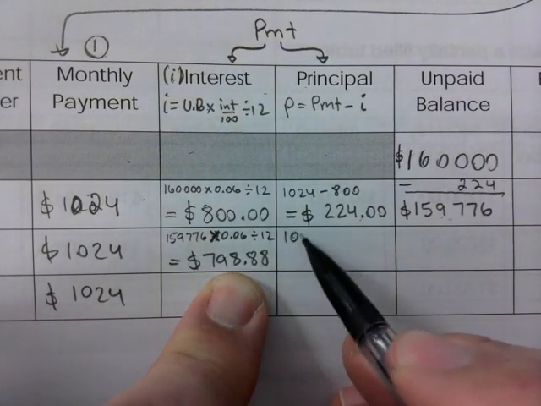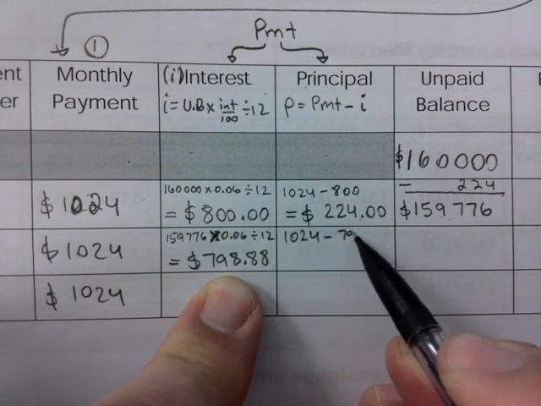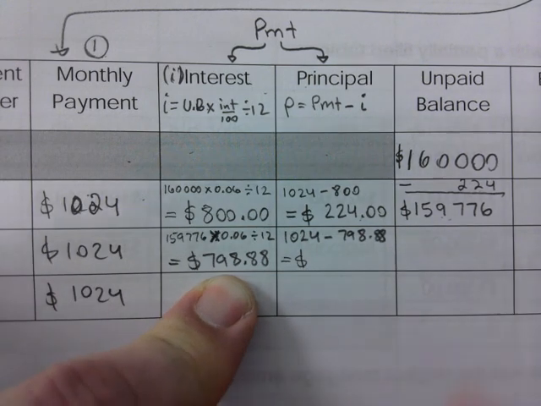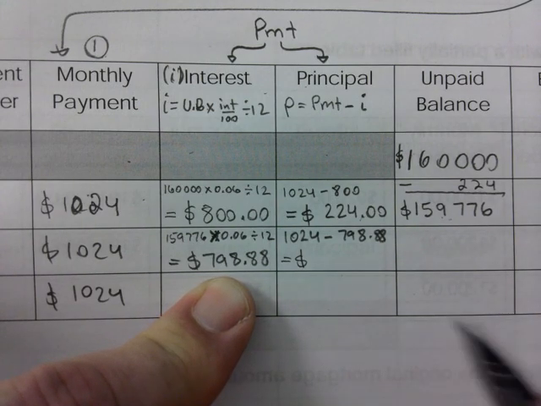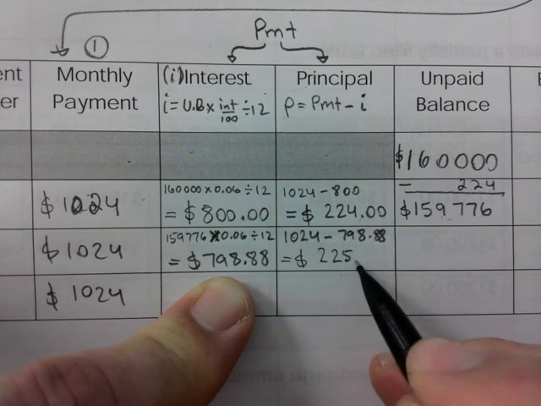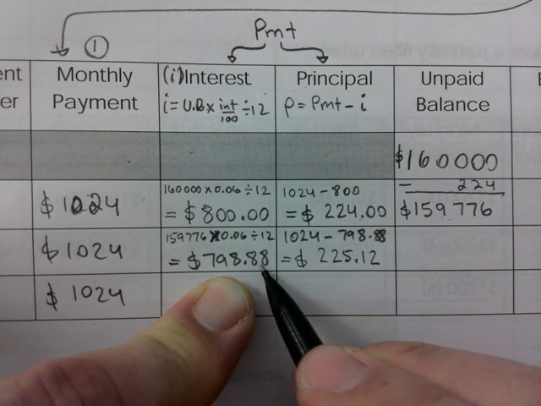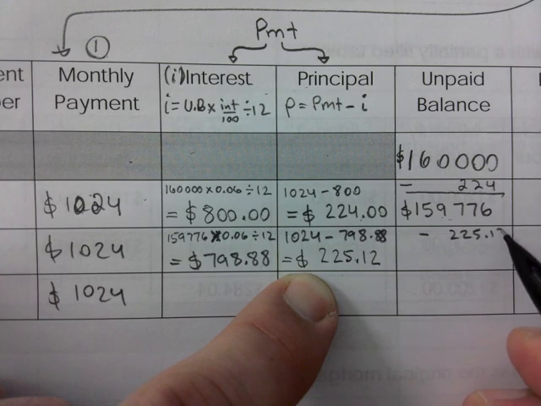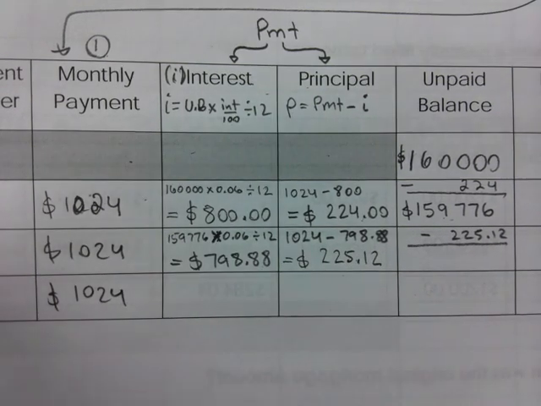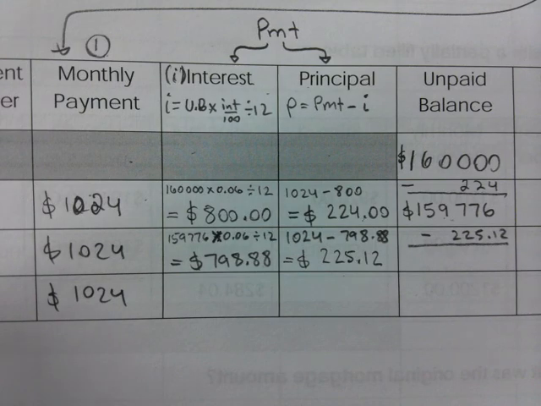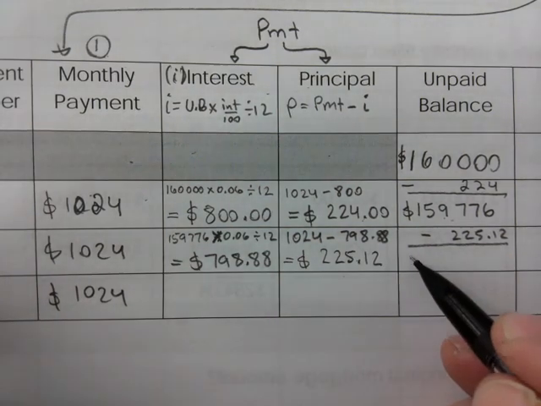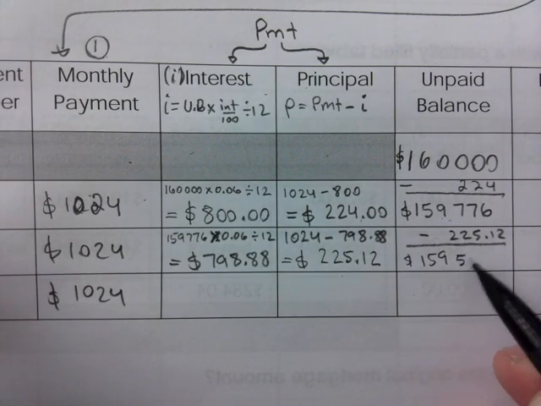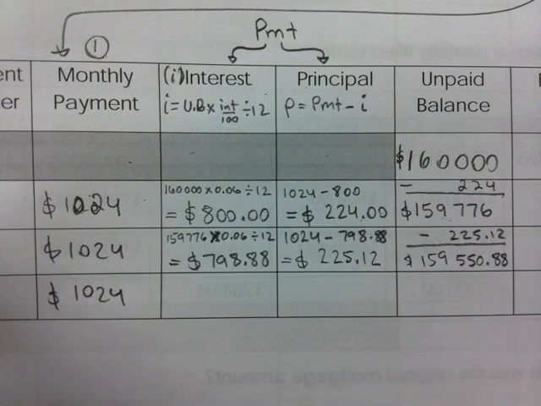Then you take your payment and subtract $798.88 from it to get you that value. That's $225.12. See how this is going up? The other one is going down. That's exactly what you want. Minus $225.12. That's $159,550.88.